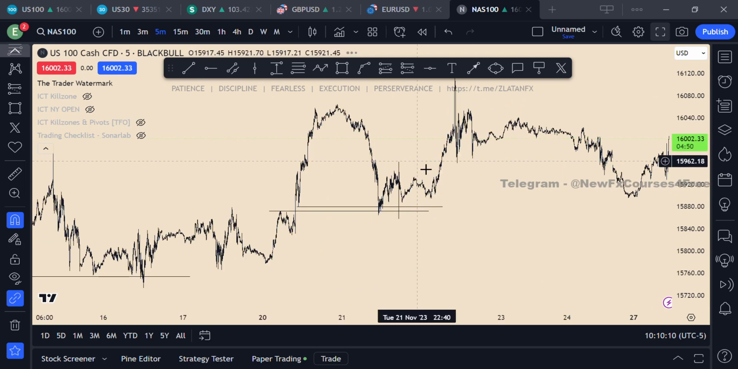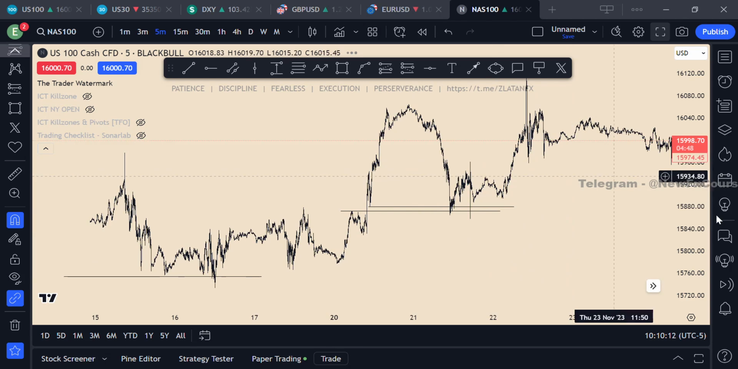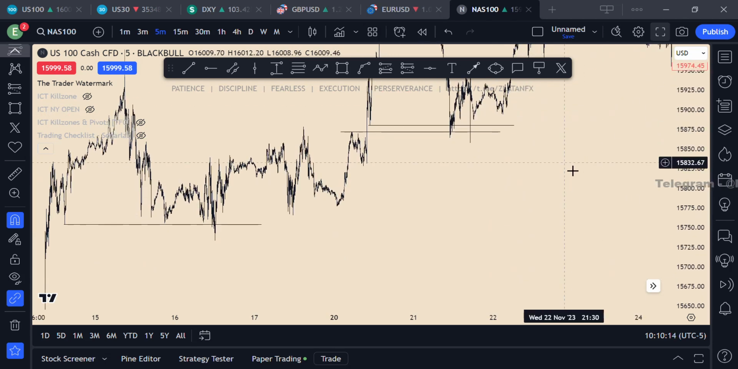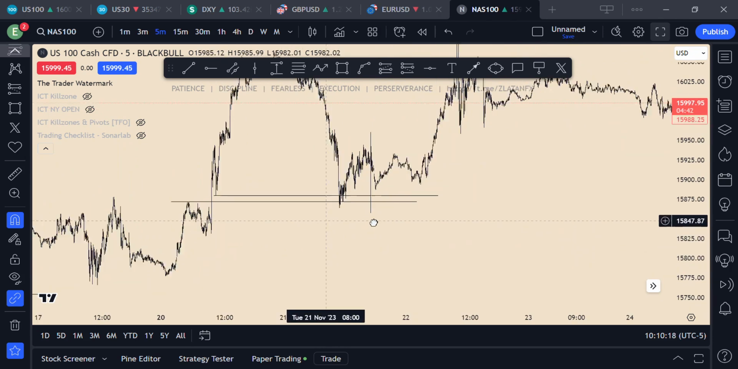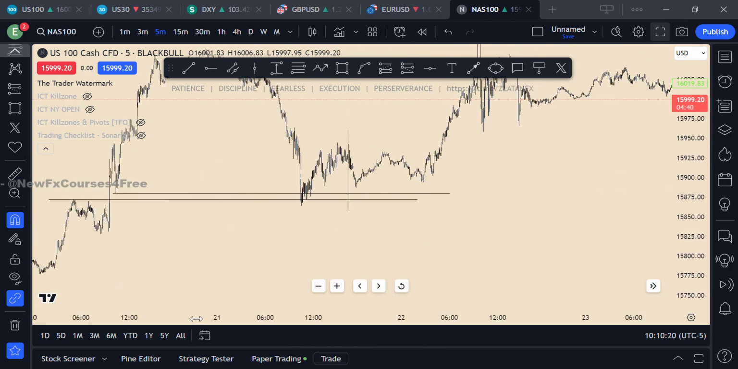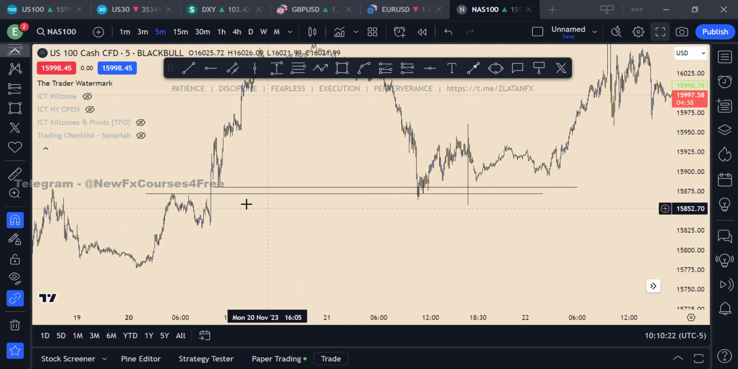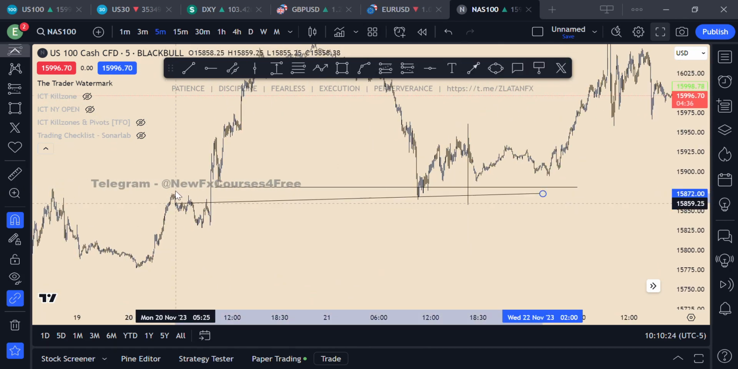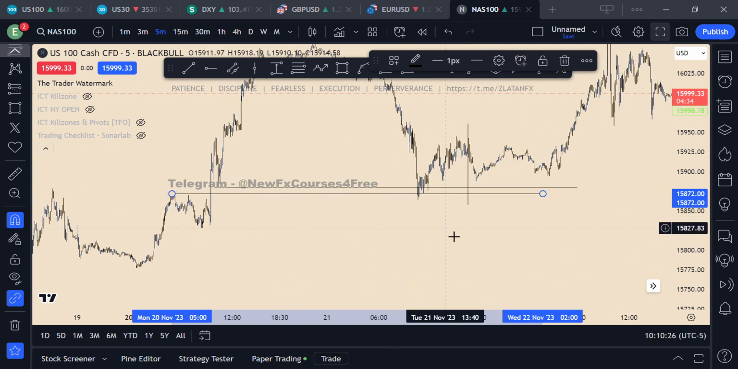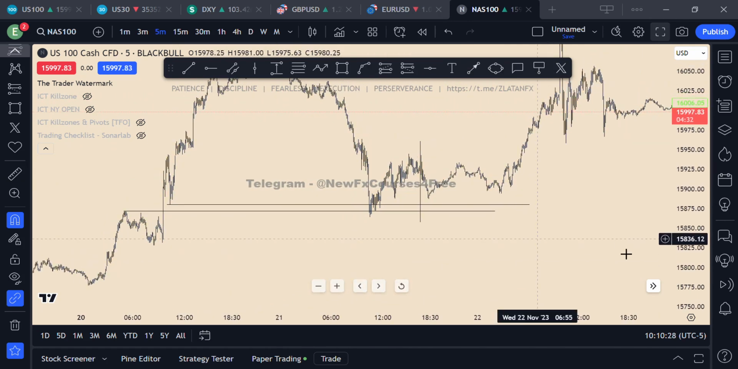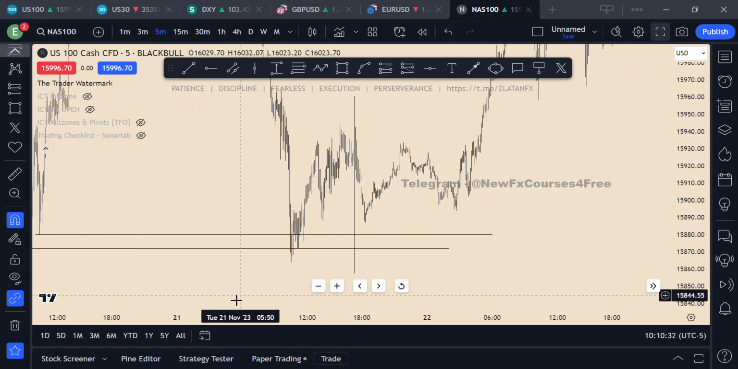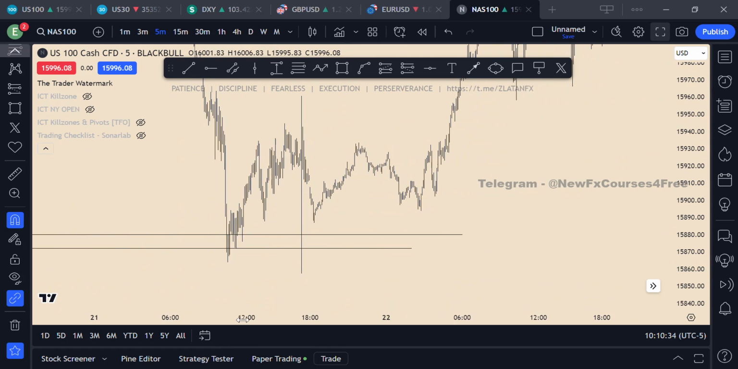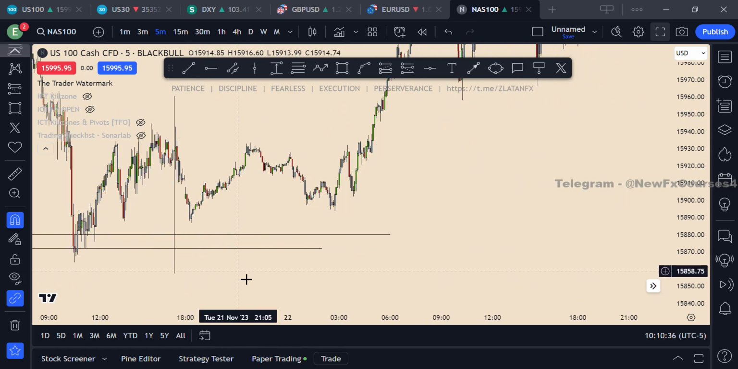Now this model can work on any time frame. What do I mean? Your higher time frame PDRA doesn't have to be 4 hours, it doesn't have to be 5 hours, it doesn't have to be daily, it doesn't have to be weekly. It can be 15 minutes and your execution on the 1 minute chart. It can be 5 minutes and your execution on the 30-second chart.